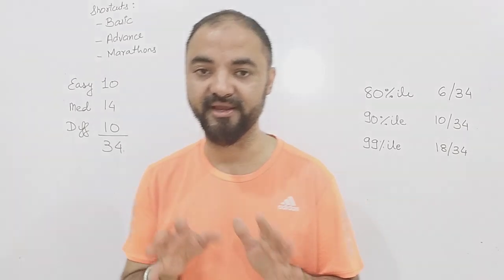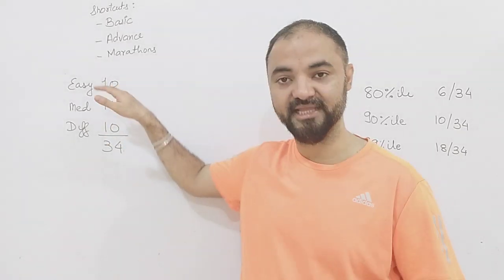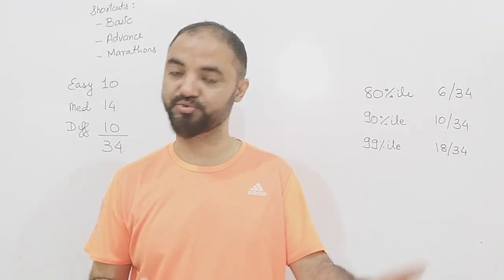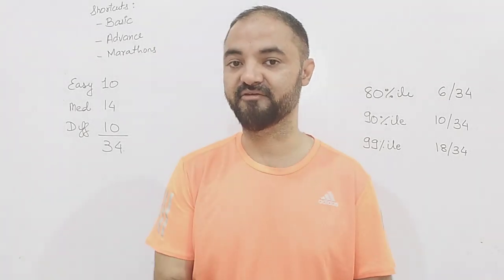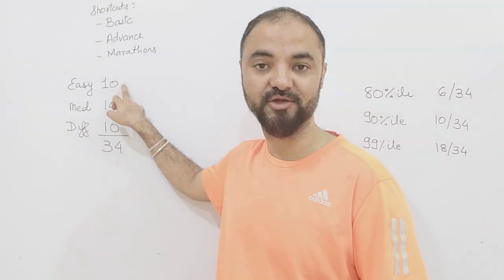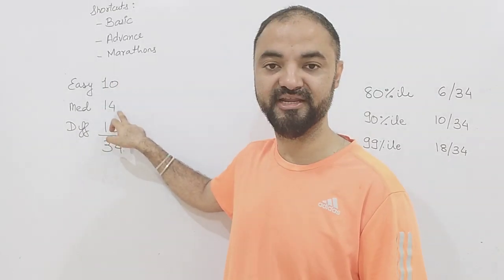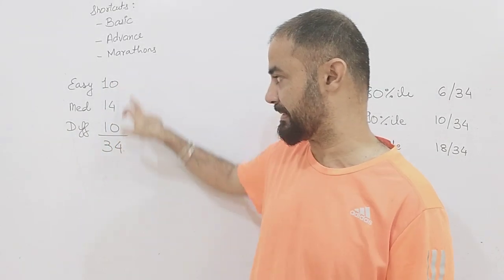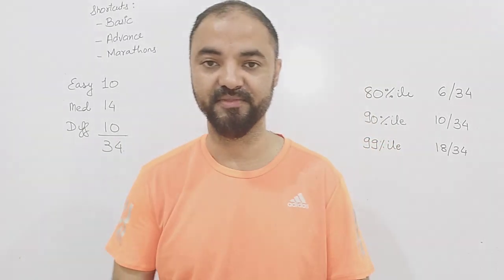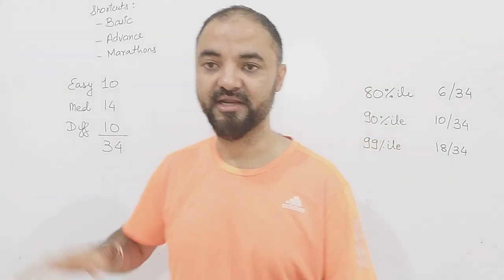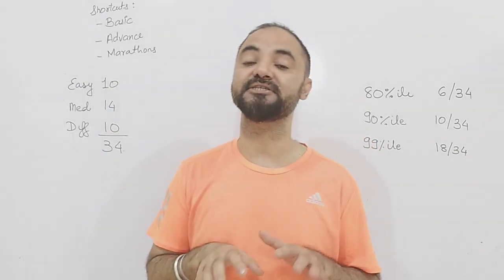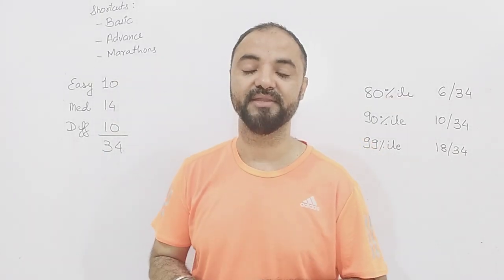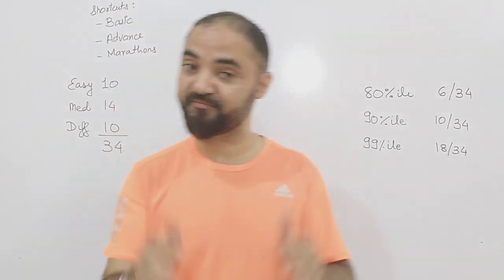So let me base my premise on the CAT paper. Download the last 2-3 years of CAT papers: 2016, 17, 18. 17 and 18 are available online as well. You will find 10 questions to be easy, 14 medium and 10 difficult. That is the 34-mark breakup of the CAT paper. Now out of the 10 easy questions, most of them are as easy as a solved example.